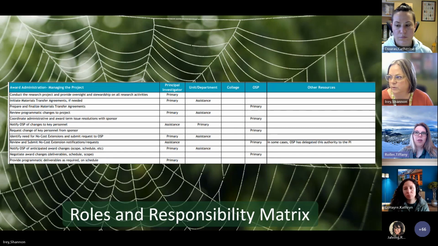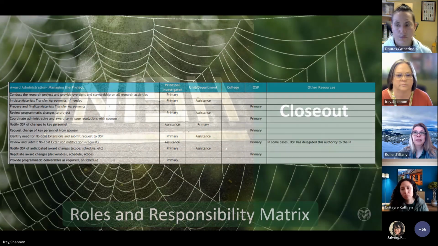So, we started out by discussing shared responsibility, and the roles and responsibilities matrix just gives you in tangible form how you really can see that it is a team effort, that no one department, team, or person is responsible for the entire thing. Award management has a lot of moving pieces, and so we're all in it together.